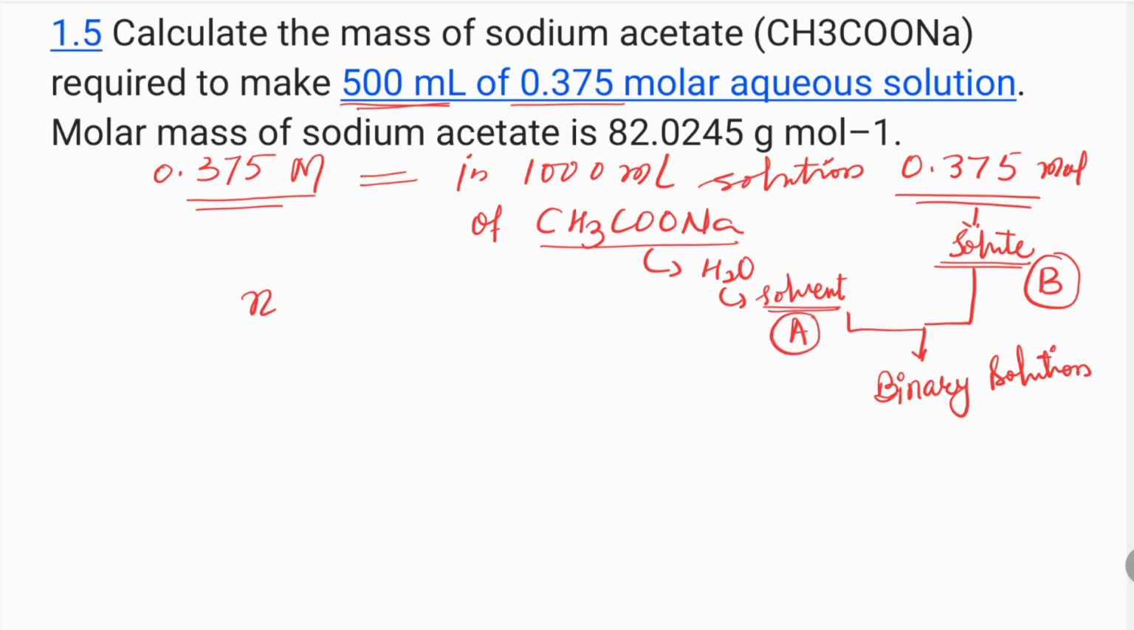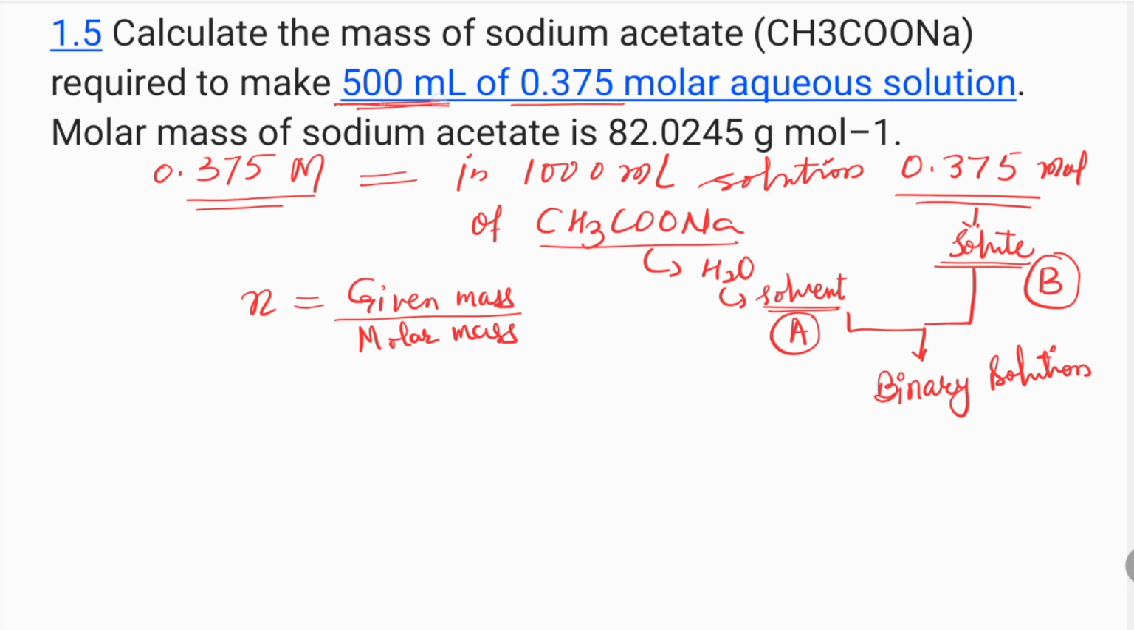So in a binary solution, solute is represented as component B and solvent is represented as component A. When we have to calculate number of moles, it is given mass divided by molar mass. So it can be of anything. This is how we calculate number of moles.